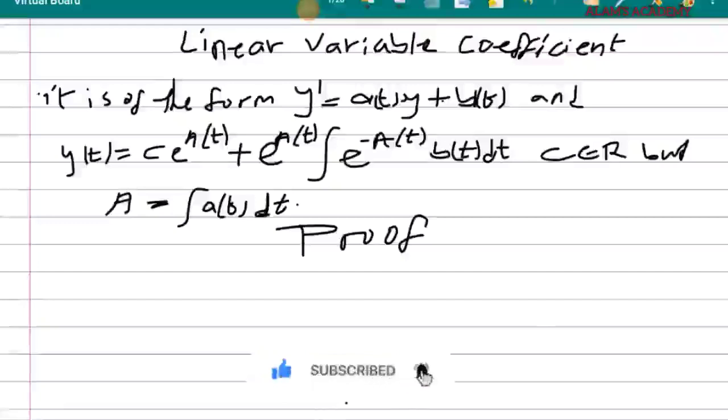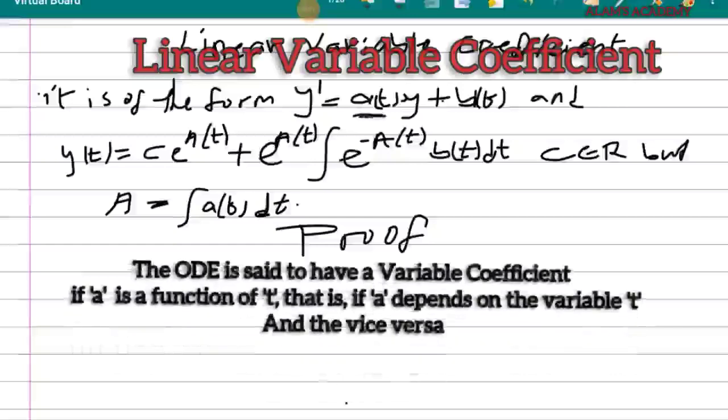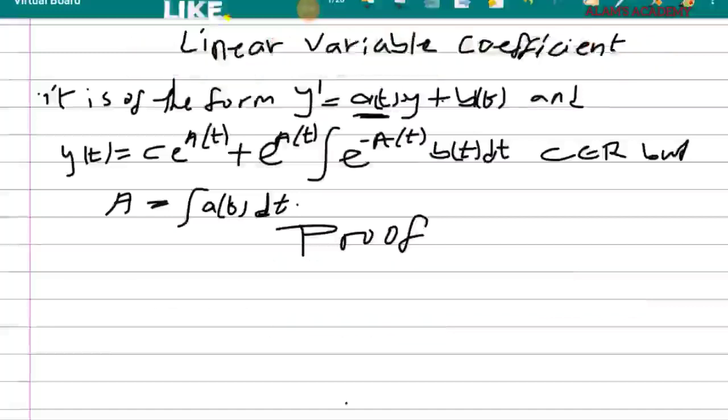Now when we talk about the variable coefficient and the constant coefficient: when the value of a depends on t, then we refer to it as a variable coefficient. But if it does not depend on t, then it's a constant coefficient. So without much ado, let's try to prove the general formula for the variable coefficient.